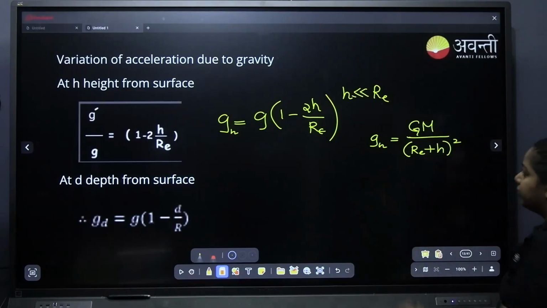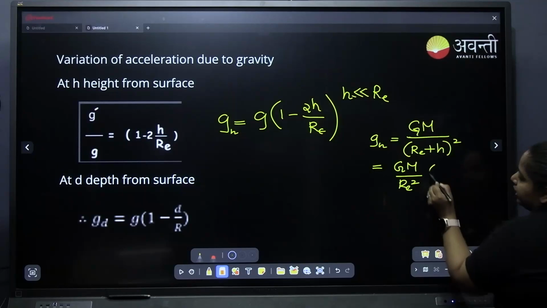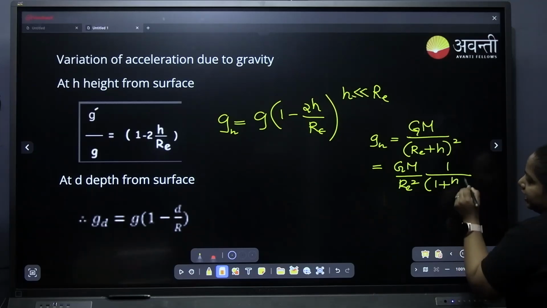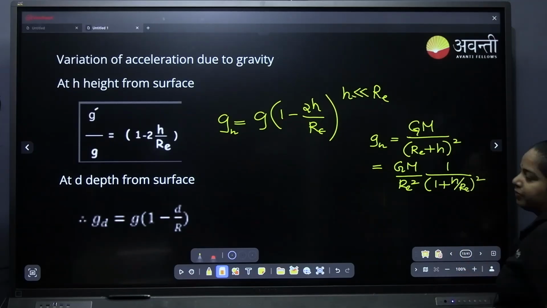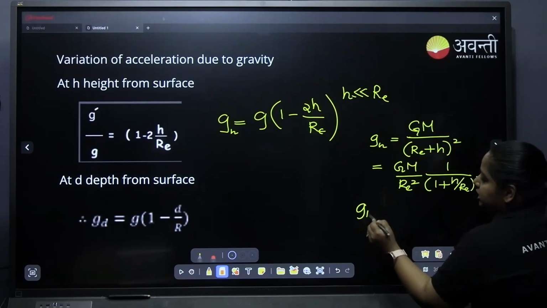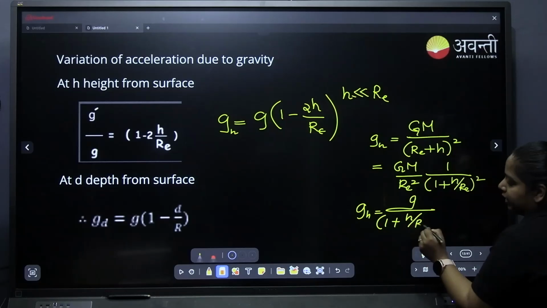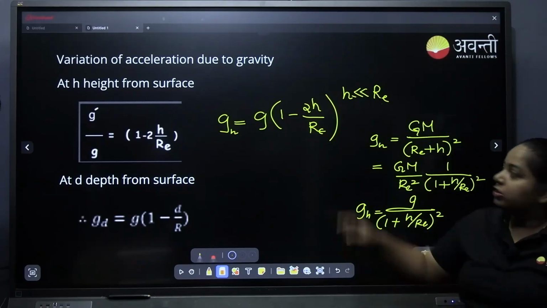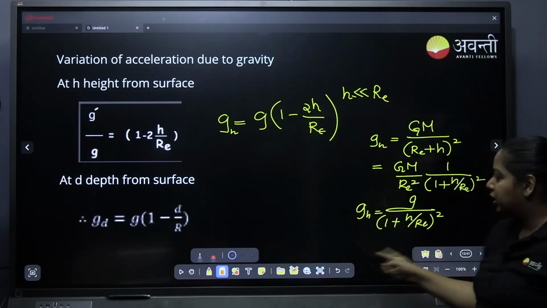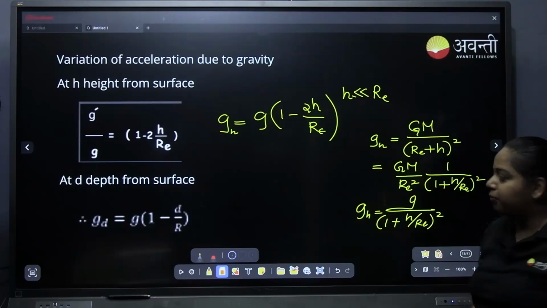In this also you can convert it like this: GM by Re square into 1 by (1 plus h by Re) the whole square. So GM by Re square is our acceleration due to gravity g. So g_h will be equal to g divided by (1 plus h by Re) the whole square. So if h is very small, use this formula. If h is comparable to the radius of earth, use this formula. If you use the other formula in that case, you will not get the correct answer. I hope that is clear for all.